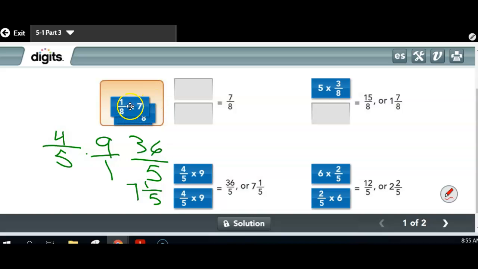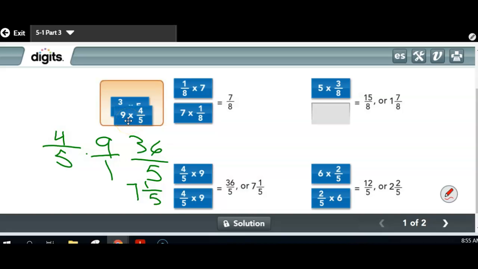Okay, 1/8 times 7. We got Nathan. 7/8. Nice job. 1 times 7 is 7. 1/8 times 1 is 8. 7 times 1/8. Ian, it's 7/8, right? Order does not matter when you multiply, even with fractions.